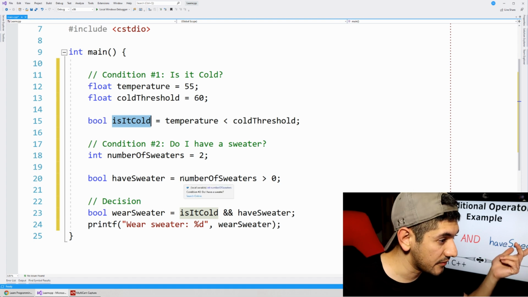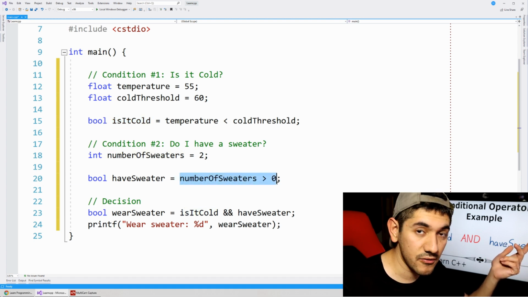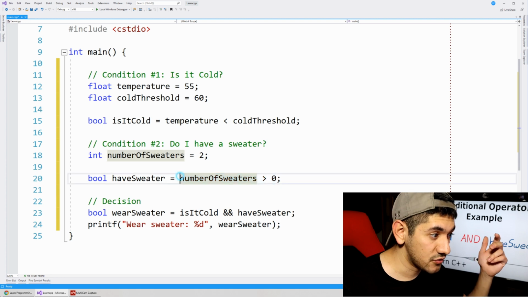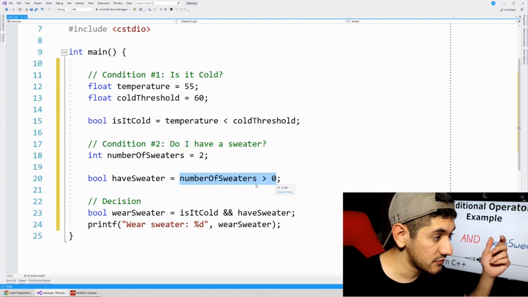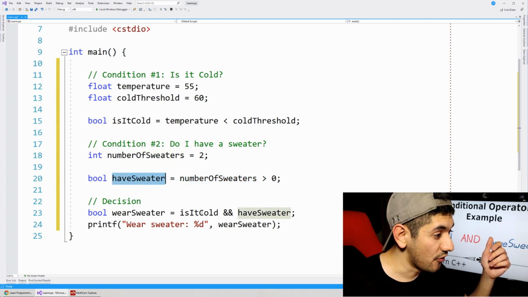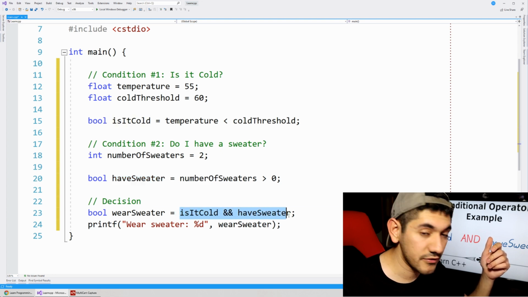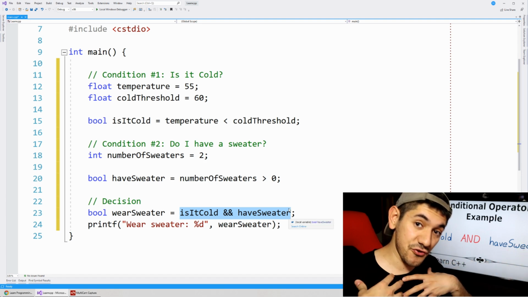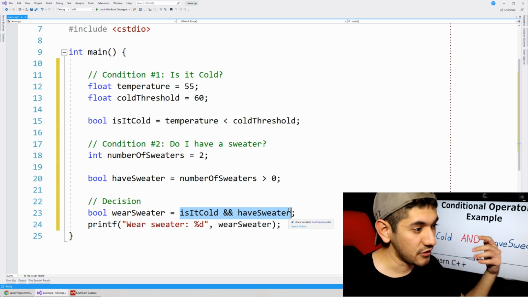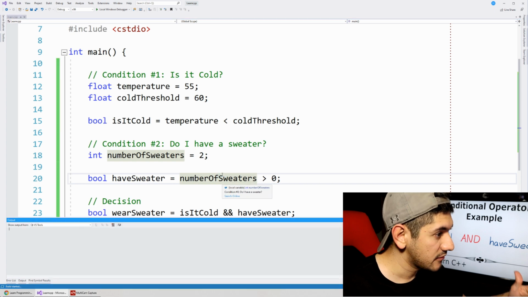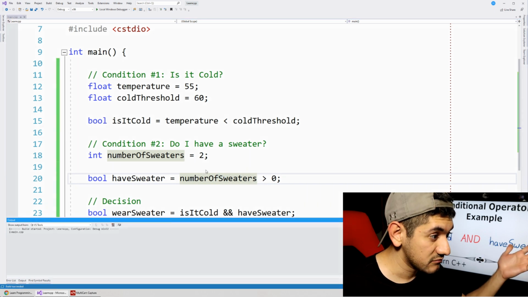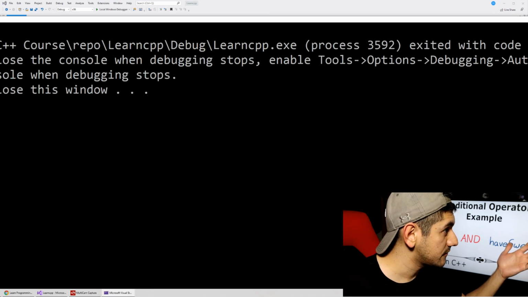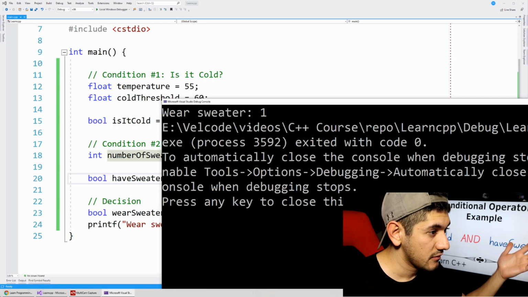Okay, let's check the other one. Number of sweaters greater than 0. Well, we have 2 sweaters. 2 is greater than 0. So this is also true, right? So now I have isItCold true and haveSweater true. True and true is true. So it is true that I should wear a sweater today. If I run this, it should tell me that I should wear a sweater. Oh, this is huge. I'll make this smaller. Here you go.